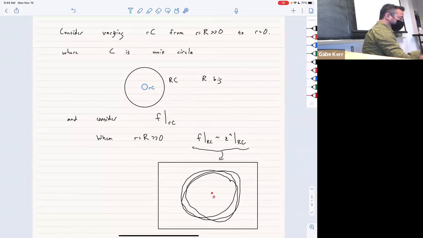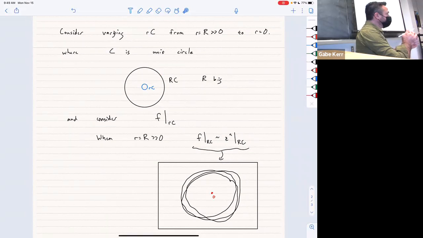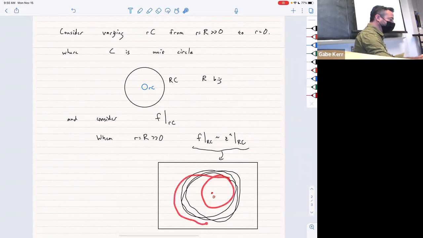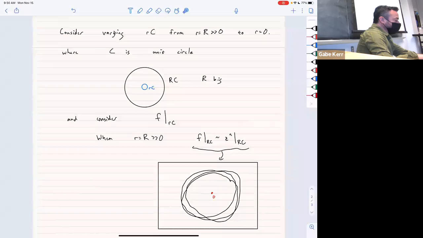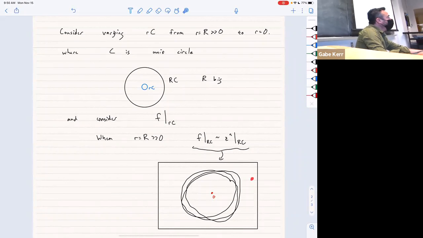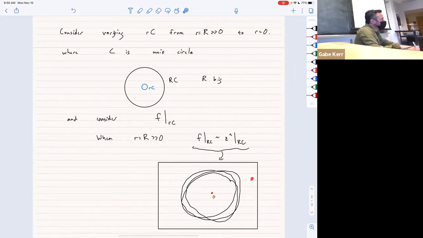When I vary this circle, shrinking it all the way down to 0, this rubber band starts deforming. I can't really say exactly how, but it starts going around. Once I get to 0, that rubber band is collapsed to a single point somewhere, f of 0. And this whole process is continuous.